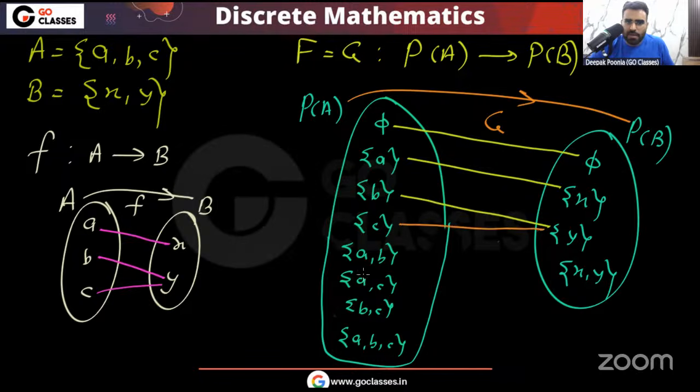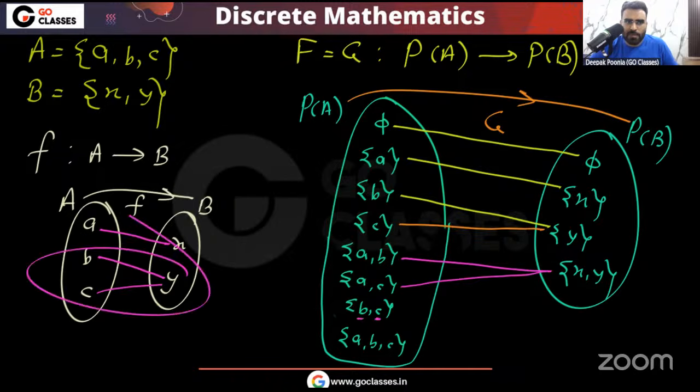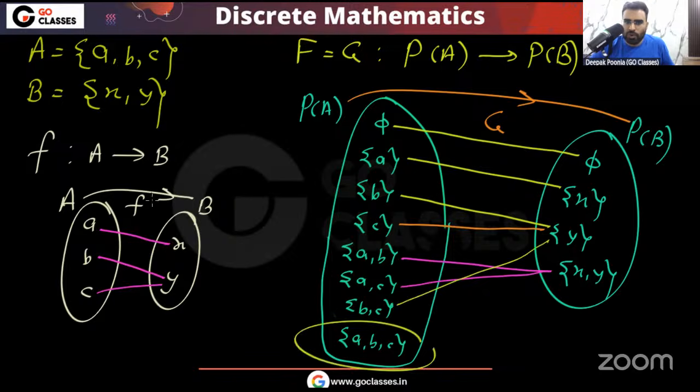Now what about {a, b}? For each element, you will find its small f image. Small a is mapping to x, small b is mapping to y, so {a, b} will map to {x, y}. Now what about {a, c}? For each element you will find the small f image, a mapping to x, c mapping to y. So {a, c} will also map to {x, y}. What about {b, c}? Both b and c are mapping to y, so the set {b, c} will map to {y}. Okay, and what about this {a, b, c}?